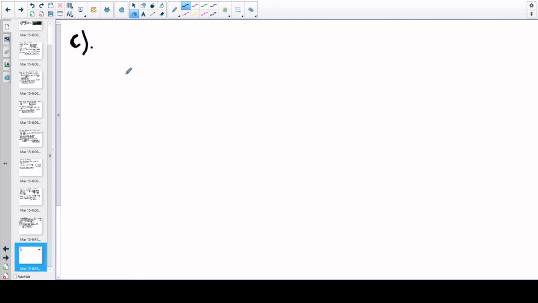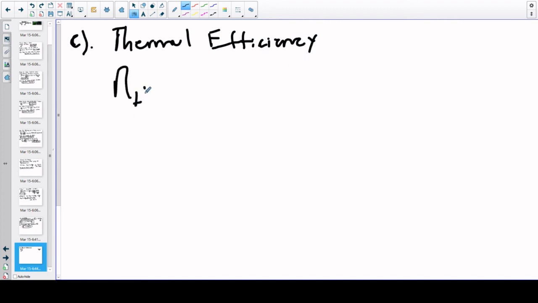And so the final part, part C, is the thermal efficiency of the cycle. The thermal efficiency of the cycle is just work net over Qn. Very simple, it's just what we found earlier.